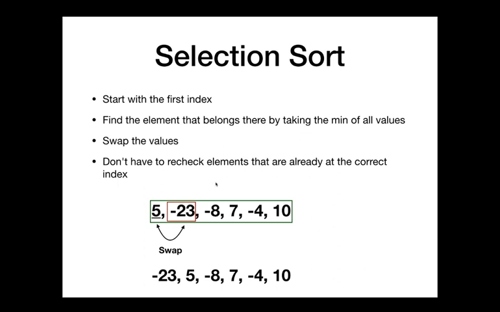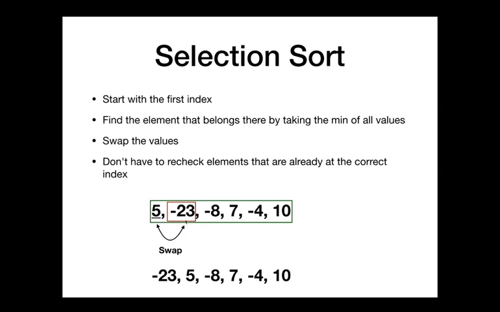So in a selection sort, we're going to start with the first index in the list. We're going to find the minimum value in the list and swap that with the first value. Each time we do this, we track the minimum value that we found so far. We'll start with the first value and say, okay, the smallest value we found so far is 5. And then go through the list.